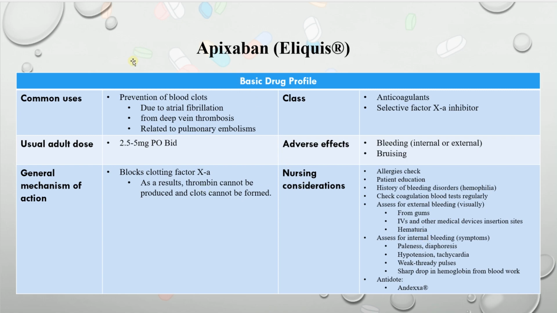Now, the antidote for Apixaban is Andexa, and this medication will reverse blocking of the factor 10-8 if the patient overdoses or has taken too much by accident.